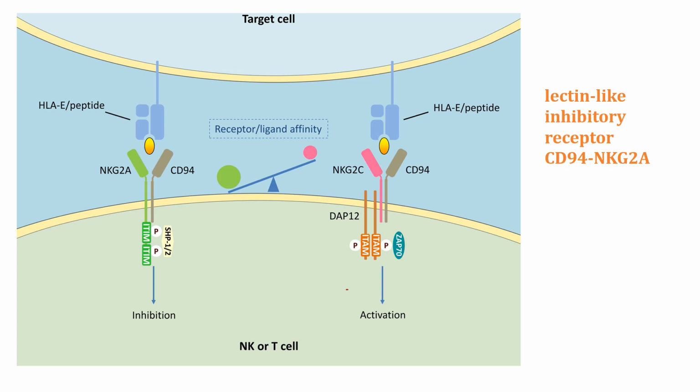Here is another way: the CD94 NKG2C heterodimer associates with the DAP12-containing immunoreceptor, which has immunoreceptor tyrosine-based activating motifs, ITAMs. Thus it activates ZAP70, zeta chain associated protein kinase, which is 70 kilodaltons, and delivers activating signals. Once the NK cell gets the activating signals, it destroys the target cell.